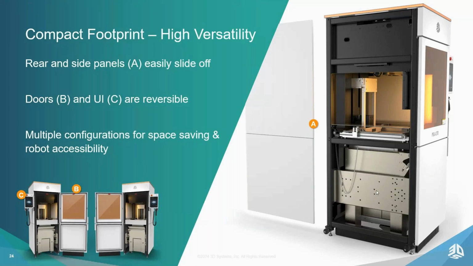And the same with the UI screen. The UI screen can bolt onto the right-hand side, or it can bolt onto the left-hand side. So you can really orient 2 printers quite close together, making sure that the doors open in different directions, and the UI screens are mounted antagonistically.